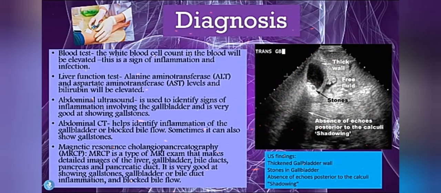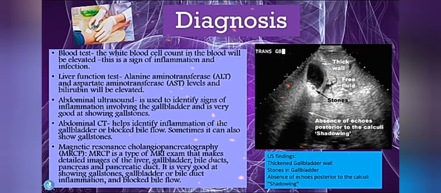We can also do an abdominal ultrasound to diagnose the patient, and this is usually used to identify signs of inflammation involving the gallbladder and is very good at showing gallstones. If you take a closer look at this image on my right, we see the ultrasound of the gallbladder, and we see the thickened wall of the gallbladder here.